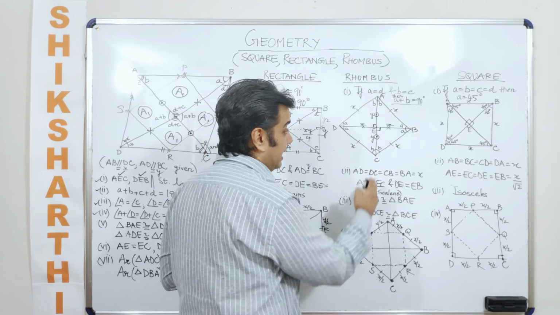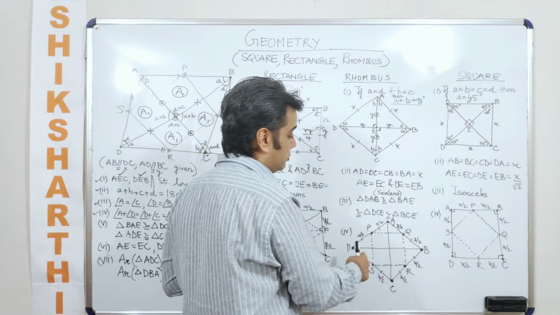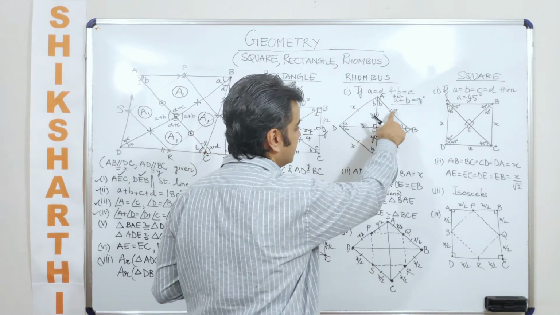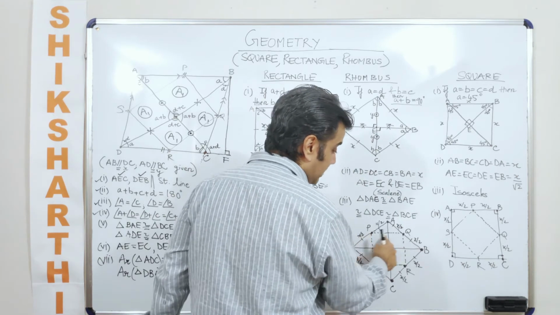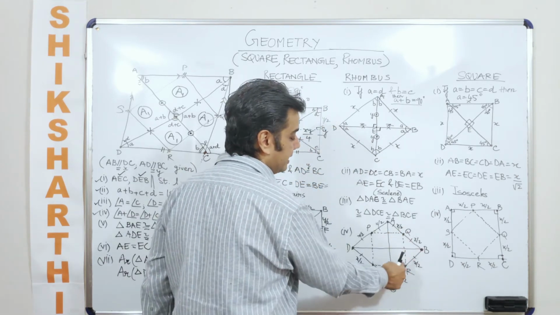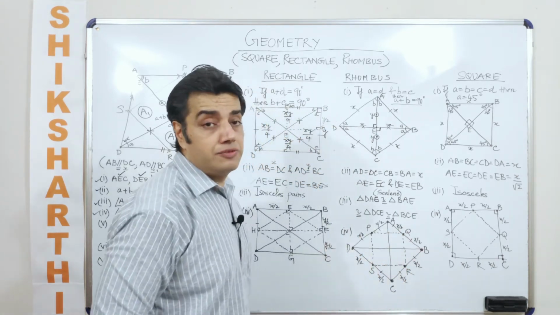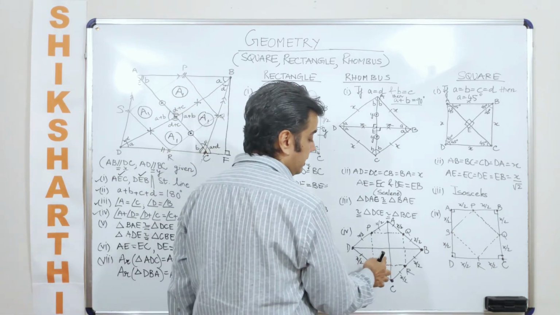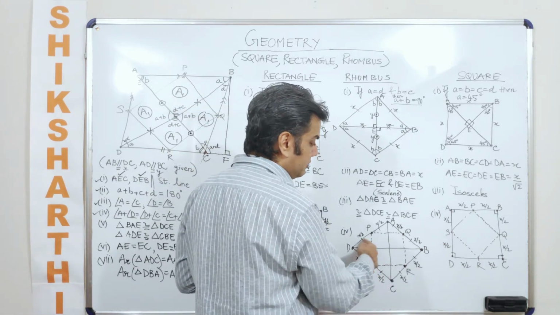The last discussion with respect to a rhombus. If I join the midpoints of the sides of a rhombus, the resultant figure that I am getting is which figure? From here you will be able to say, which figure is this?